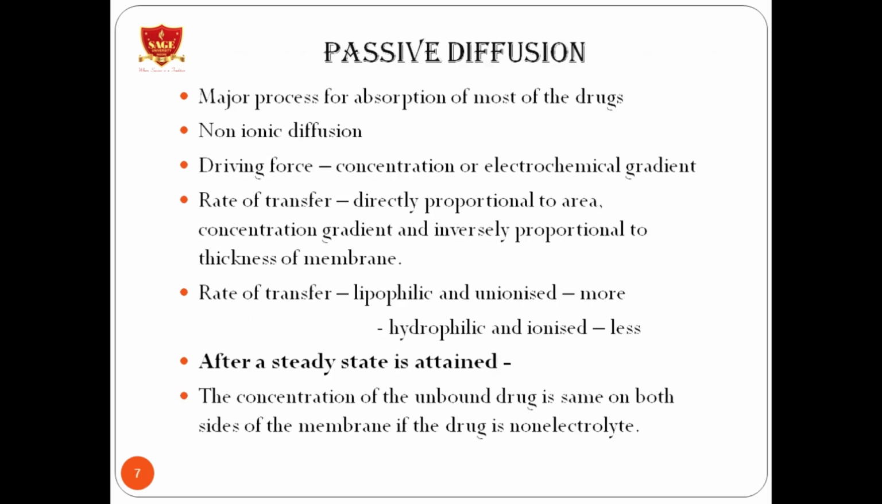The first mechanism is passive diffusion. More than 60% of drugs are absorbed through this mechanism. It is also known as non-ionic diffusion. Absorption through passive diffusion depends on concentration gradient or electrochemical gradient. It is directly proportional to area and concentration gradient and inversely proportional to thickness of the cell membrane. The rate of transfer of lipophilic and unionized drugs is more compared to hydrophilic and ionized drugs. It does not require energy for absorption.